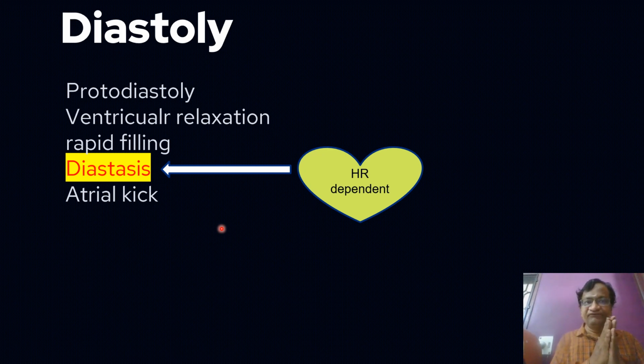Now we know what are the phases of diastole: protodiastole, ventricular relaxation, rapid filling, diastasis. This is what is heart rate dependent. Atrial kick is not going to be heart rate dependent. Rapid filling is not going to be. The slow filling time is decreased with heart rate increase. So the filling is less if you have a rapid heart rate.